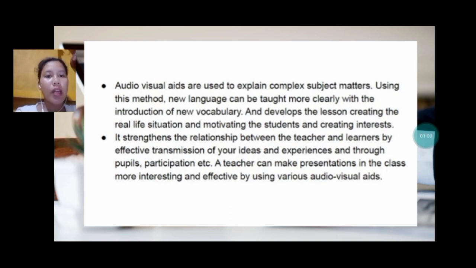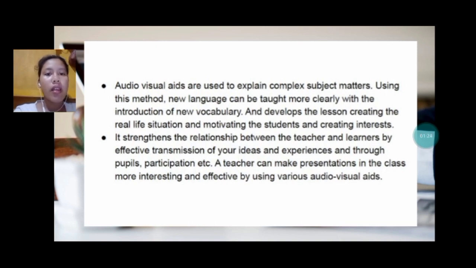The fifth, audiovisual aids are used to explain complex subject matters. Using this method, new language can be taught more clearly with the introduction of new vocabulary, and develops the lesson, creating the real life situation and motivating the students and creating interest.